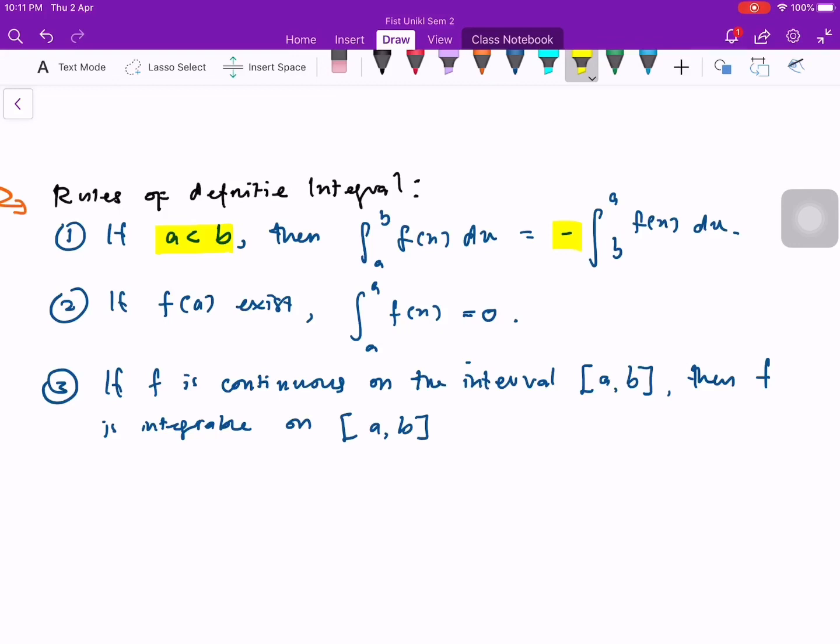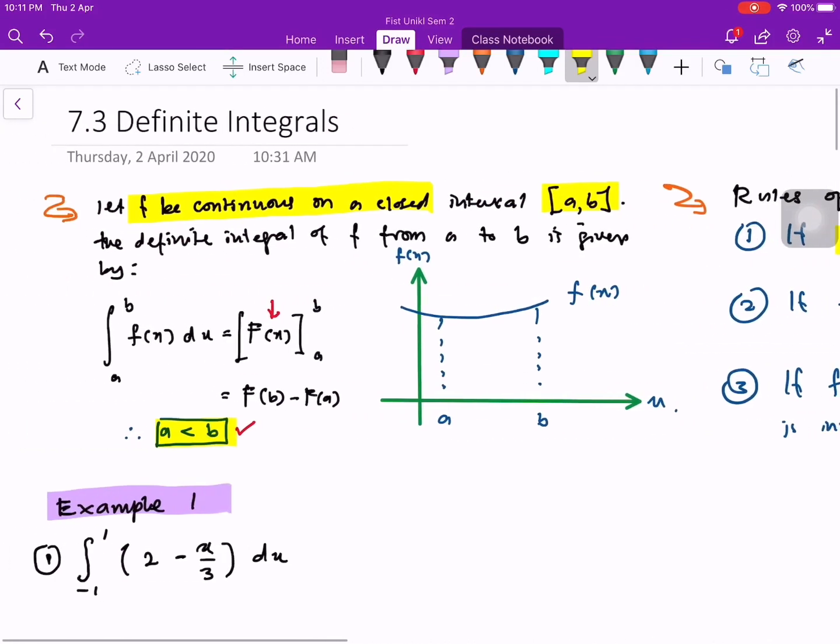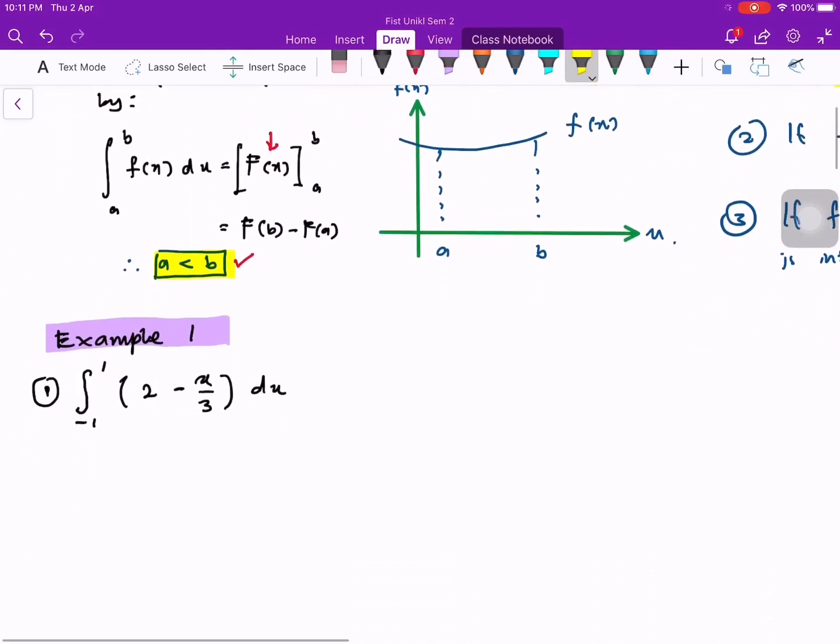The second one is if let's say that we have f(a) exists. Okay, so katakan kita punya f(x) dan kita gantikan nilai a dan dia adalah exist, then if you put a limit from a to a of f(x), we're supposed to get 0. And number 3, if f is continuous on the interval ab, then f is integrable on ab. Alright, so kita tengok contoh yang pertama.